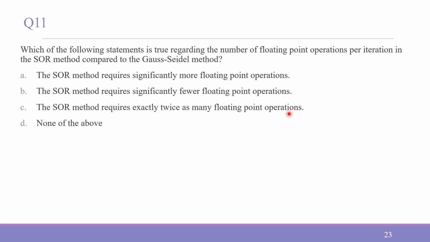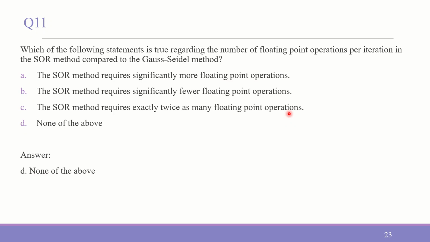So when we are comparing the SOR method and the Gauss-Seidel method with regards to the number of floating point operations, they are almost the same. The SOR method requires almost the same number of floating point operations as the Gauss-Seidel method. It is not given here, so the answer is option D, none of the above.